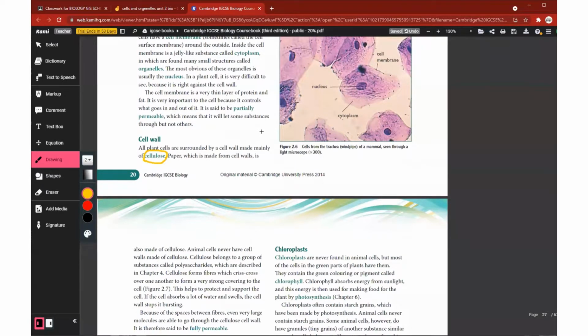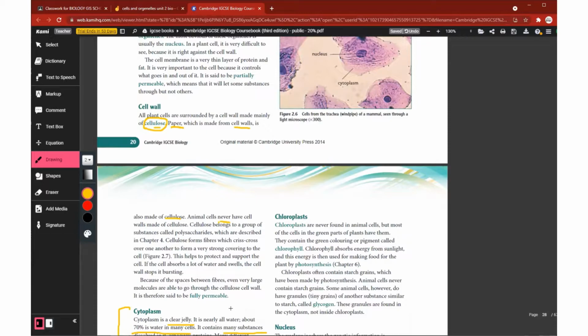Now remember, the paper on which you write is made up of cellulose. Did you know that? Cellulose belongs to a group, I will tell you this in chapter number 4. The thing is, cell membrane was partially permeable, but cell wall is fully permeable. He does not care who is going in, who is going out. He will allow all the things to come in. So cell wall is fully permeable. Remember this thing. Is it clear?